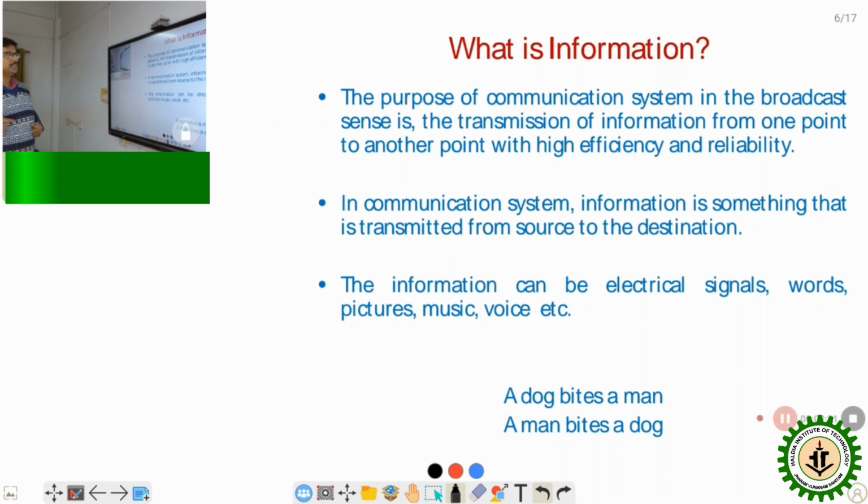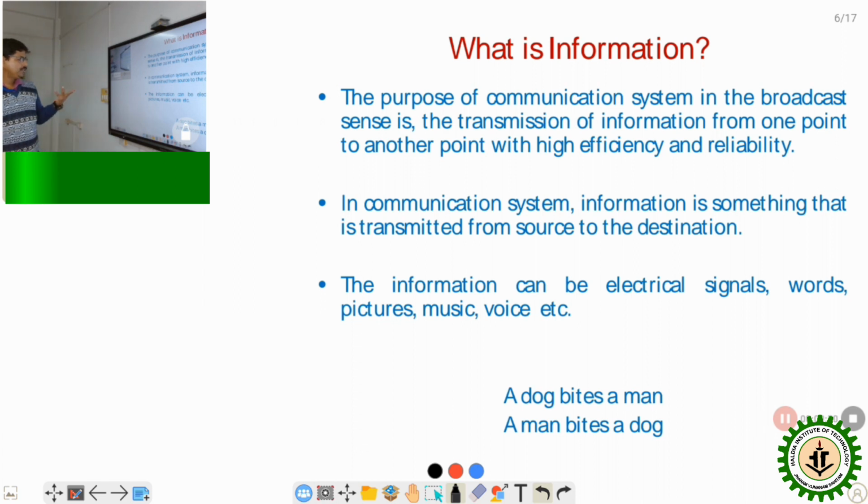And reliability means that if the sender is sending some data, but due to noise the data is changed, then that is not a good communication system. It should be reliable: the sender sends, and at the receiver side the actual data is received. Then only can we say the system is reliable. In a communication system, information is something that is transmitted from the source to the destination, that is, from the transmitter to the receiver.